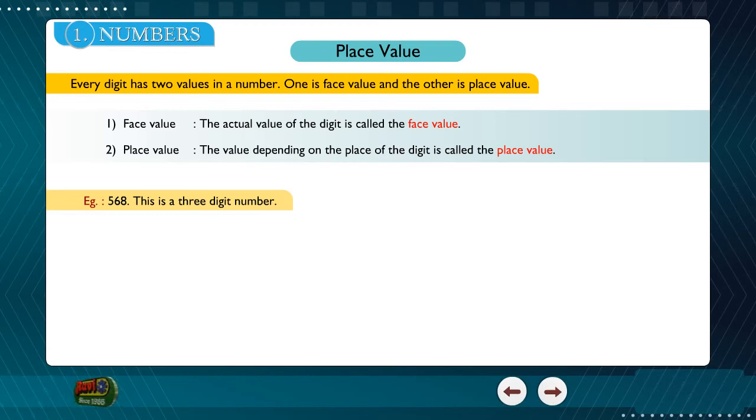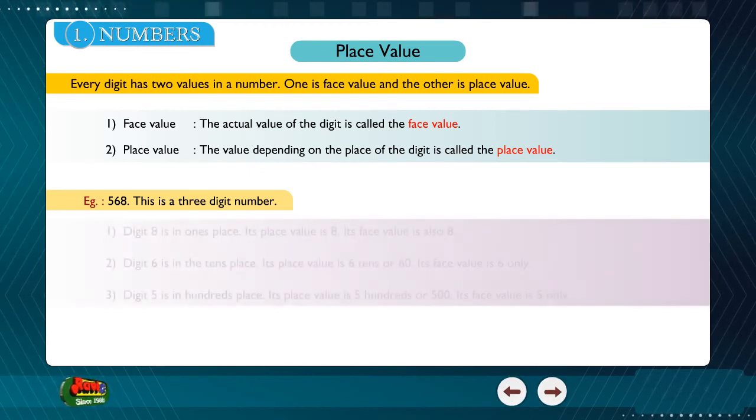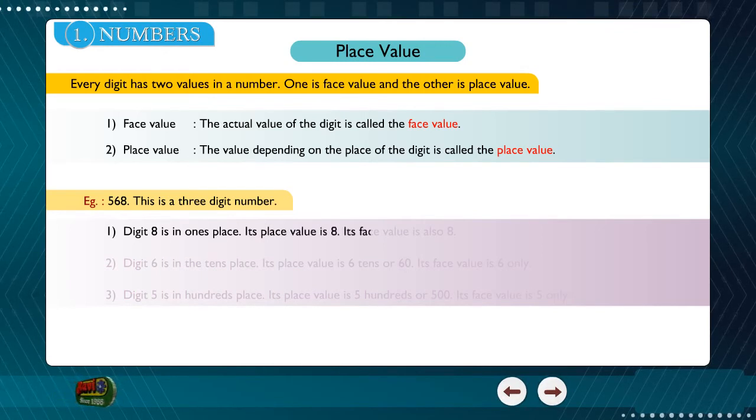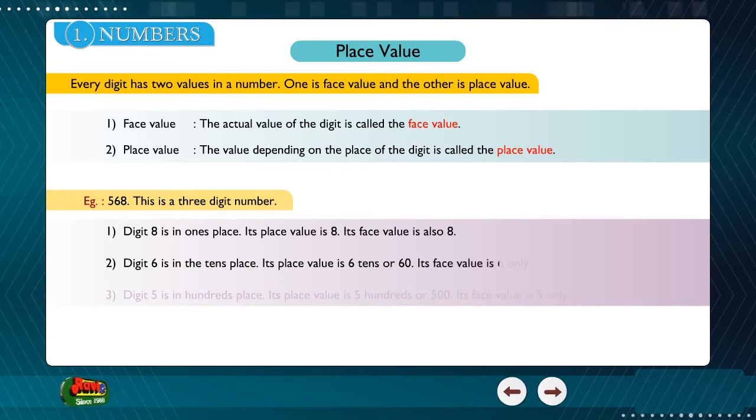Example. 568. This is a 3-digit number. 1. Digit 8 is in one's place. Its place value is 8. Its face value is also 8. 2. Digit 6 is in the tens place. Its place value is 6 tens or 60. Its face value is 6 only.